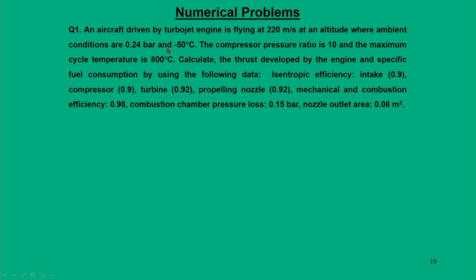But for this type of problem, the typical calculation required is the thrust and specific fuel consumption. Other additional data you require are the isentropic efficiencies for intake, compressor, turbine and propelling nozzle. Also you require mechanical and combustion efficiency, combustion pressure loss and nozzle outlet area, and this nozzle outlet area is required for thrust calculations. So, let us solve this problem.